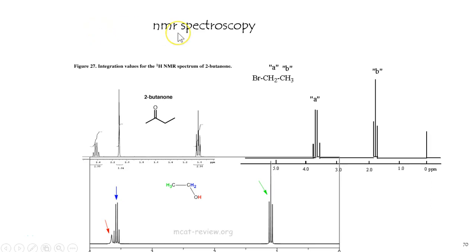A great way for identifying organic substances that contain hydrogen is through nuclear magnetic resonance spectroscopy. Let's take a quick look at it, focusing on only the most salient points. Imagine your pure sample is 2-butanone, meaning you have a CH3 there, simply a carbon there, attached to an oxygen, a CH2 there, and a CH3 there.